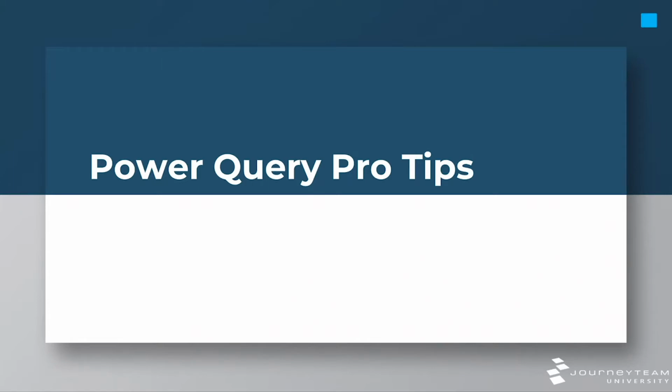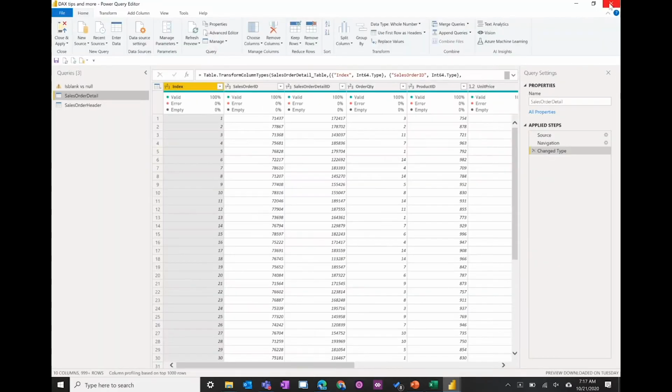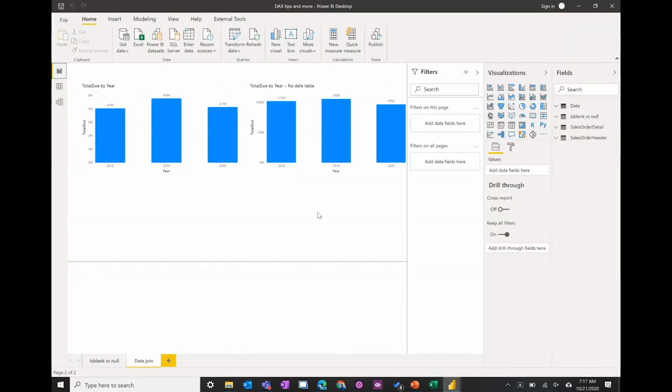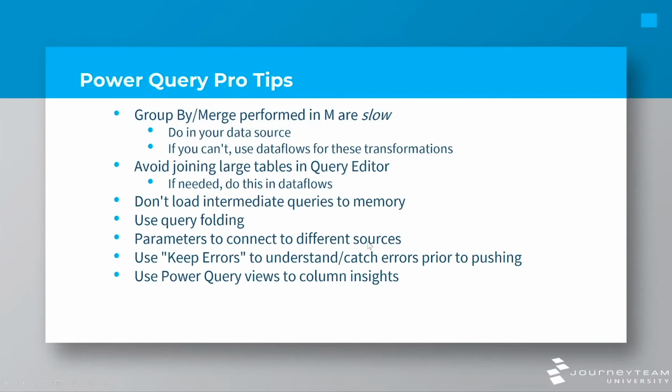If you're not familiar with what Power Query is, if you click on Transform data, this will take you to Power Query. This is Power Query within a desktop file. You can also access Power Query within a data flow, which is Power Query inside the service or in the cloud or at app.powerbi.com. First off, there are a lot of big transformations that are really, really slow.